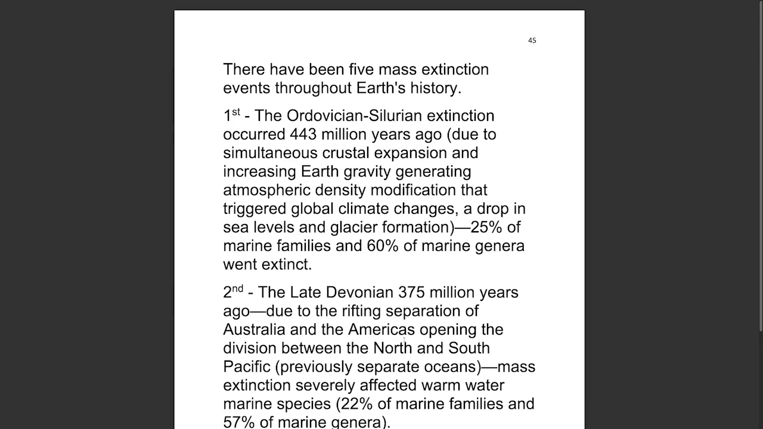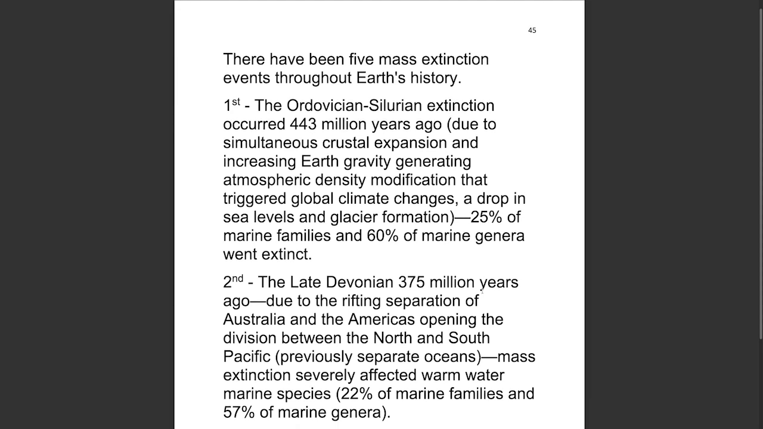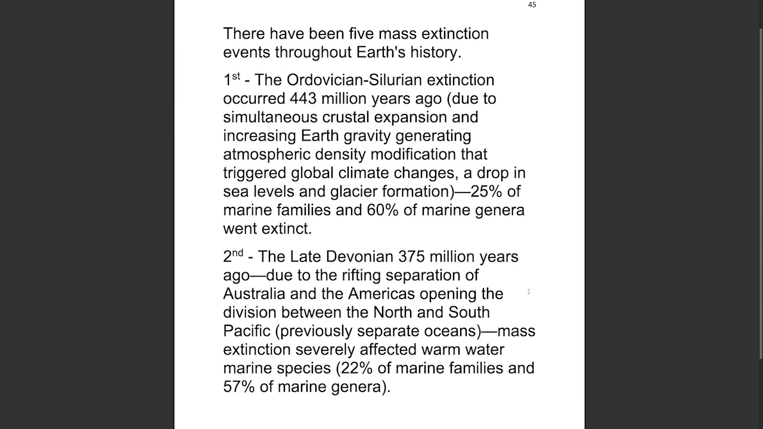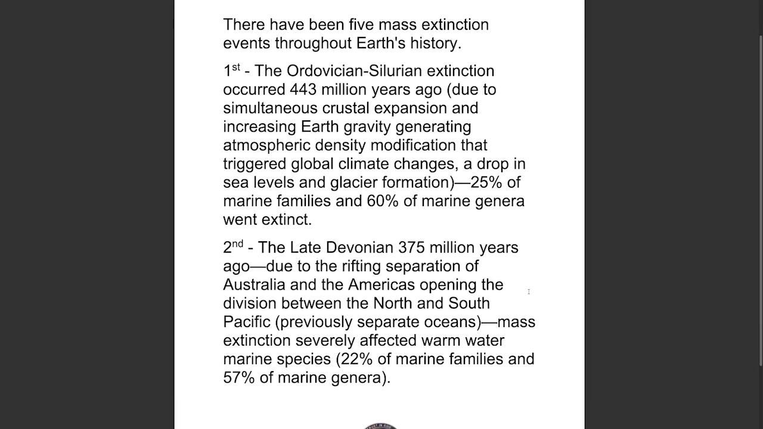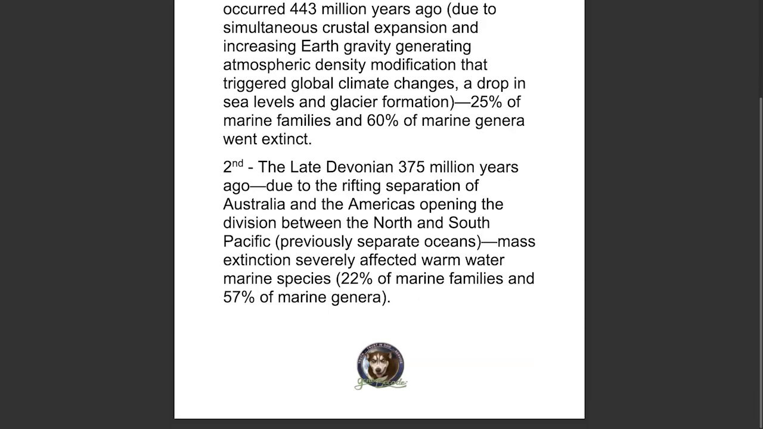The second one was the late Devonian. That was 375 million years ago. This was due to the rifting separation of Australia and the Americas opening up between the North and South Pacific. This is what I was alluding to previously. That caused previously separated oceans to merge. The mass extinction severely affected warm water marine species. 22% of marine families and 57% of marine genera went extinct.